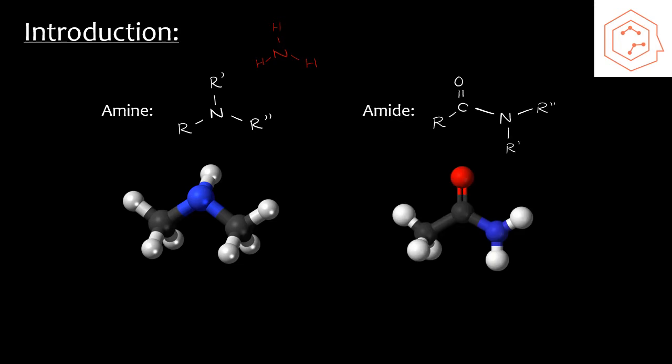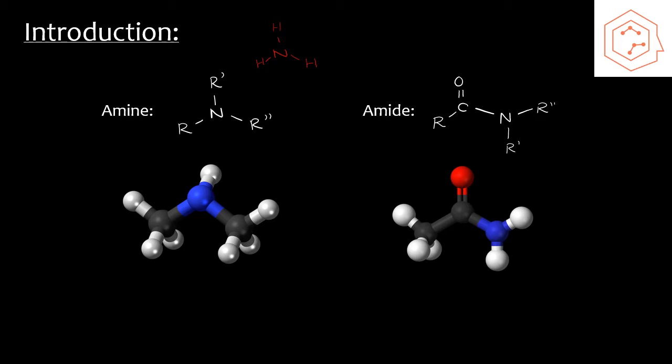However, in an amide, they more so resemble an ester in the fact that we have a carbon double bonded to an oxygen, but it's also bonded to a nitrogen that can be bonded to 1 or more alkyl groups. Now, compared to the other groups, amines are below alcohols and thiols in terms of our priority. But for amides, they're higher than our aldehydes, but lower priority than our esters and carboxylic acids.